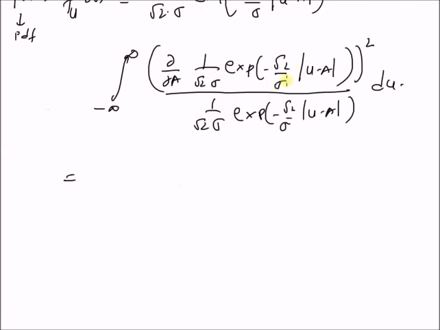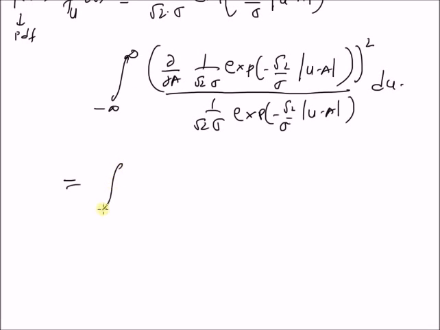Upon simplification, this becomes, now since we have modulus of u minus A, you have to basically break down this integral into two components, that is one from minus infinity to A and another one from A to plus infinity. So since we have modulus of u minus A, there are basically two components to this integral. The first one is from minus infinity to A, and the second one is from A to plus infinity.